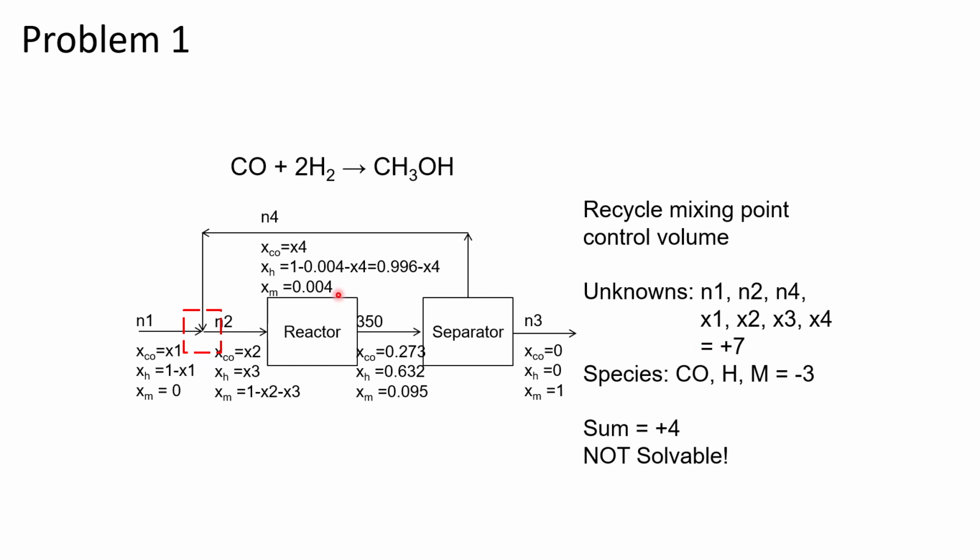If we look at the number of species that are present, we have CO and hydrogen coming in here. We have methanol coming in the recycle stream. So there's 3 species that come in and all 3 exit, so there's a total of 3. If we take the 7 unknowns and subtract the 3 species equations we can write, we find that there are 4 degrees of freedom in the absence of any other specifications, so we can't solve the mass balances for this control volume. We're going to have to keep on going and looking at the other control volumes to see if we can find one for which we can solve the balances.